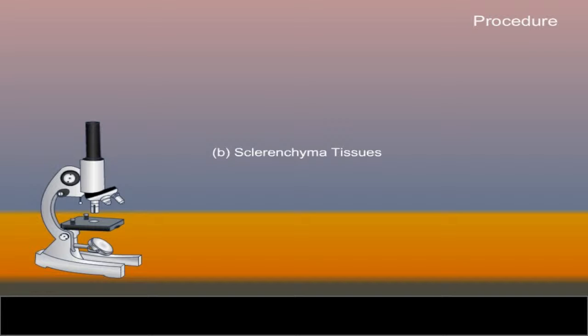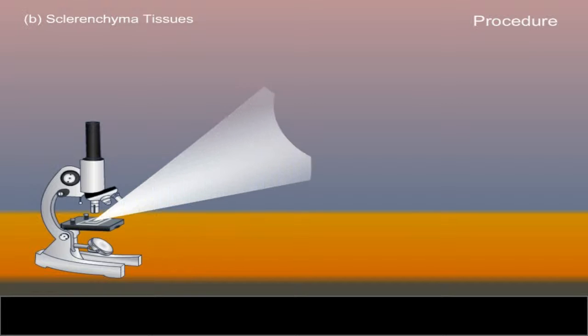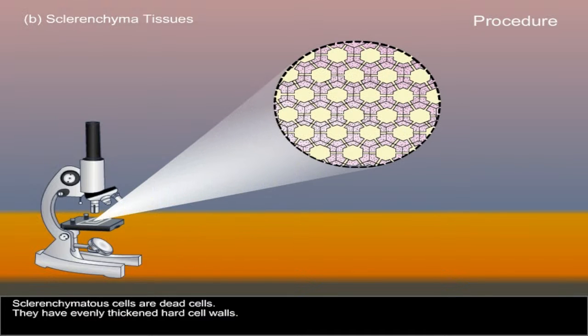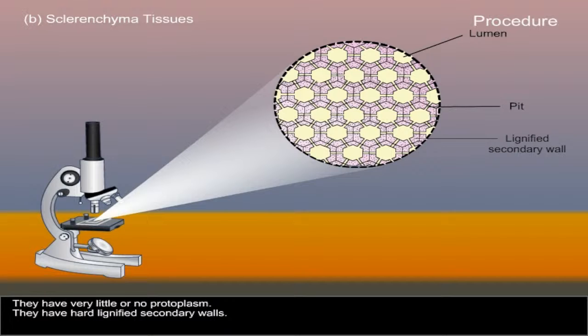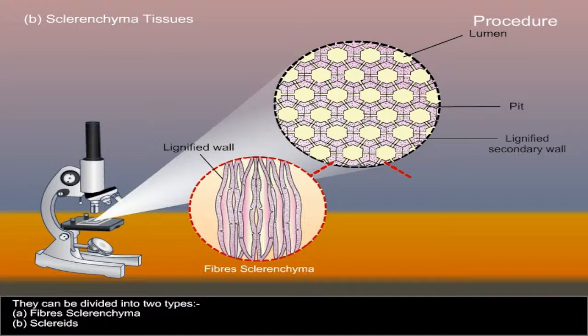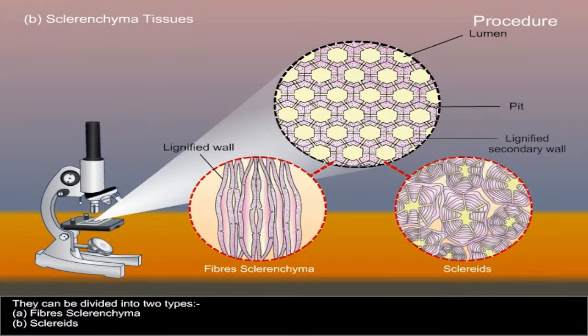B. Sclerenchyma tissues. Sclerenchyma cells are dead cells. They have evenly thickened hard cell walls. They have very little or no protoplasm. They have hard, lignified secondary walls. They can be divided into two types: A. Fibrous sclerenchyma. B. Sclereids.